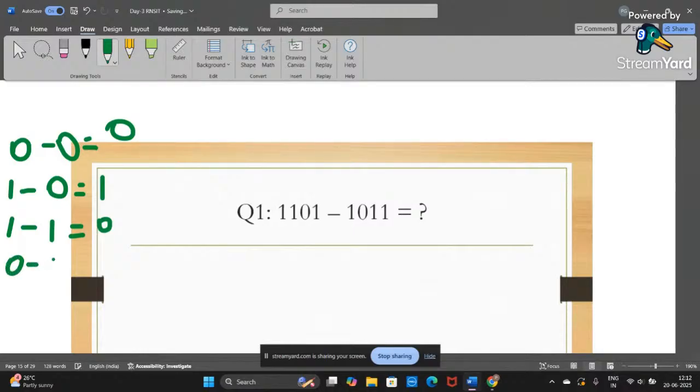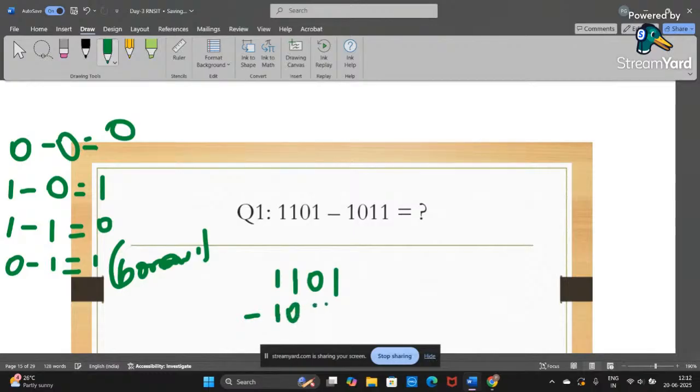0 minus 1 equals 1, but we need to borrow from the next one. We need to borrow 1 from the next one. Now, 1, 1, 0, 1 minus 1, 0, 1.